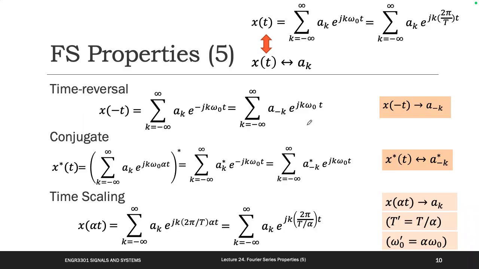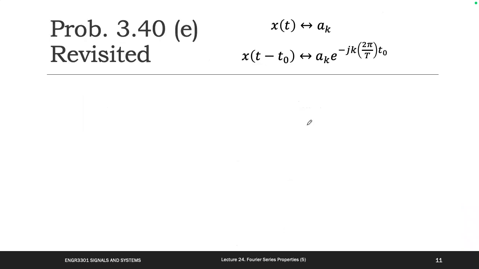Okay, this is all the properties we learned. So many properties, but don't be afraid, because I don't want you to remember all of them. The purpose of those properties is just to help you simplify your computation of FS coefficients. Just remember that. Okay, let's talk about some examples we haven't finished in the last class.